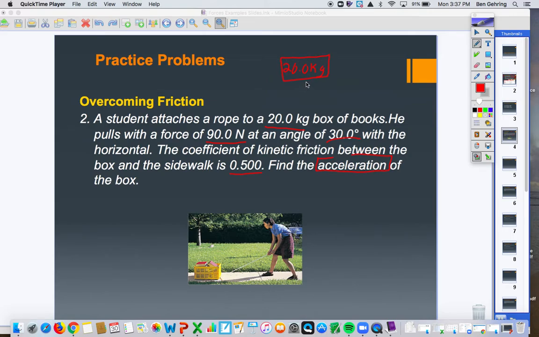On this box, I know I have gravity pulling, because that's what gravity does. Pulls me down with an acceleration of 9.81 meters per second squared. So if I multiply 20.0 times 9.81, I'm going to get a force due to gravity equal to 196.2 newtons.